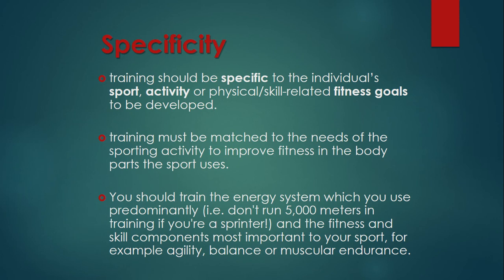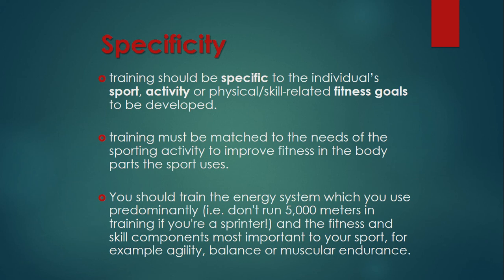Specificity. Training should be specific to the individual's sport, activity or physical skill related fitness goals to be developed. So for example, if you're a runner, you need to run in your training. If you're a cyclist, you need to do some cycling in your training. That doesn't mean you can't cross-train, okay? But the majority of your training would need to be in that discipline.